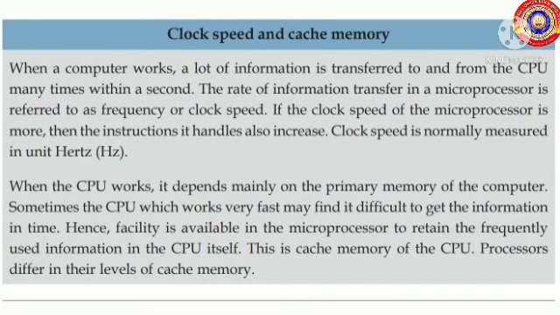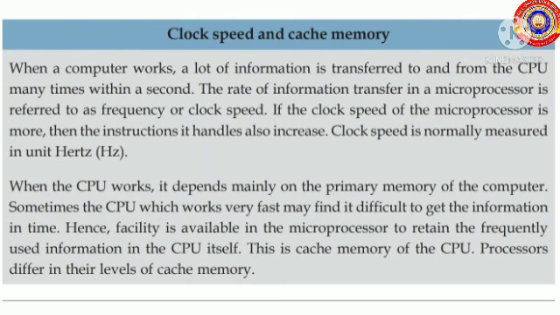When a computer works, a lot of information is transferred to and from the CPU many times within a second. The rate of information transfer in a microprocessor is referred to as frequency or clock speed. Okay, do you know frequency? Yes, we have studied it in your physics and in your previous classes, right? The rate of information transfer is known as frequency.